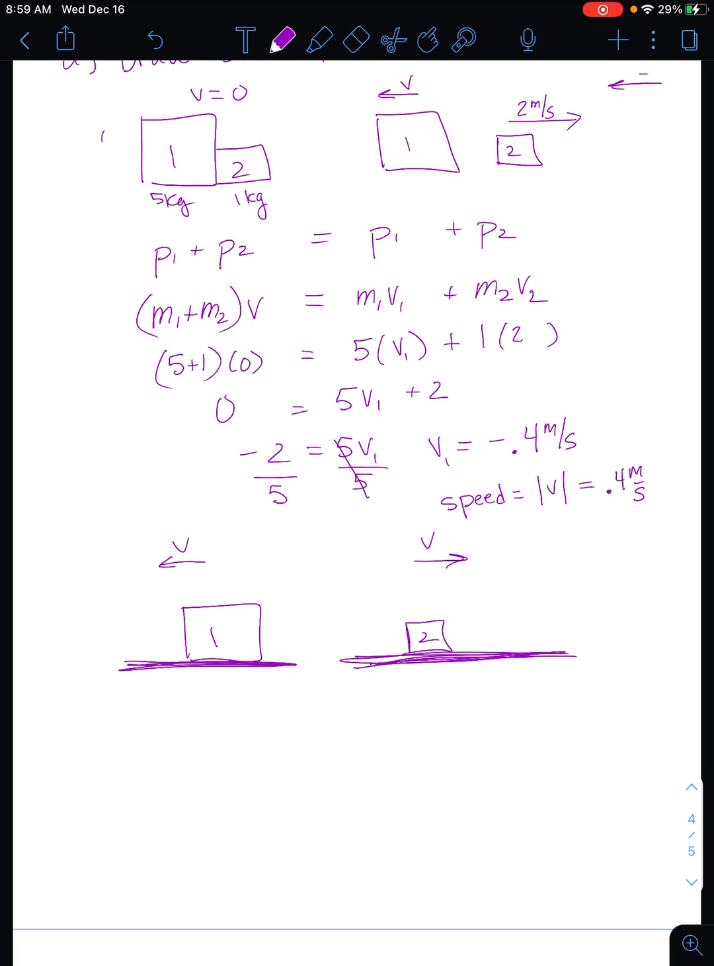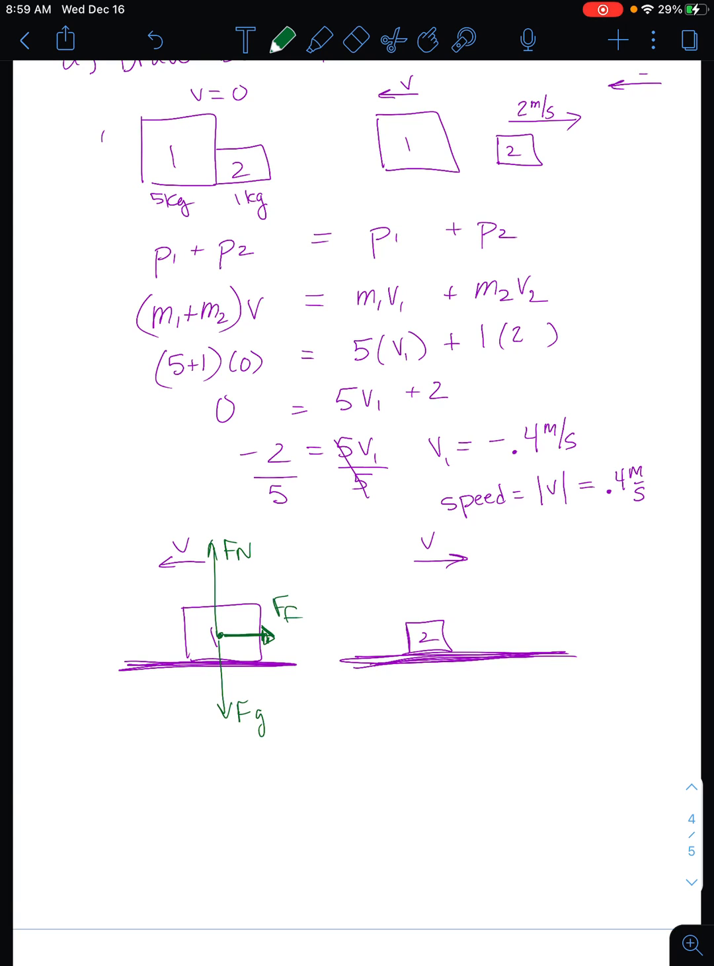And so when we draw their force diagrams, we're going to say that object 1 has a force of gravity down and a normal force up. And because it's moving to the left and there is friction, friction is going to oppose the motion. And so friction is going to be acting to the right.